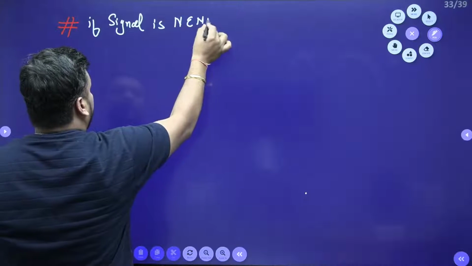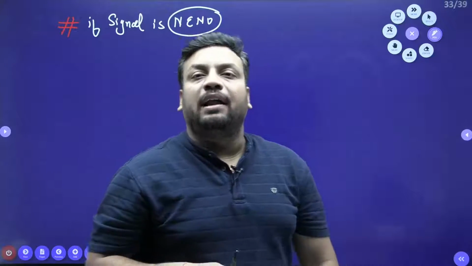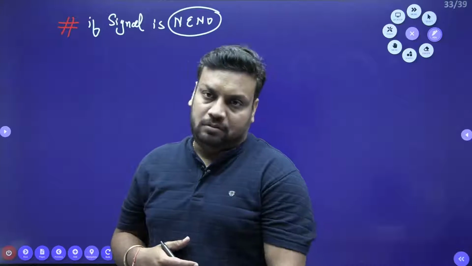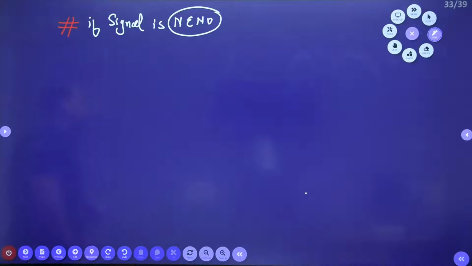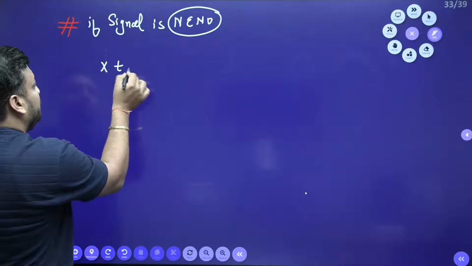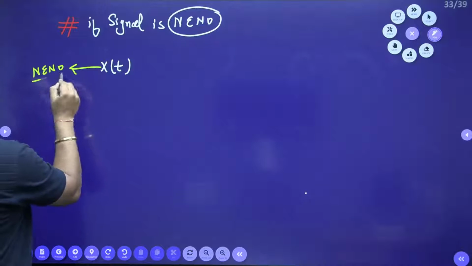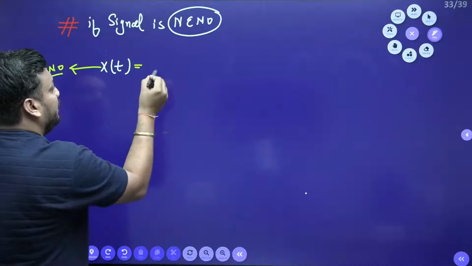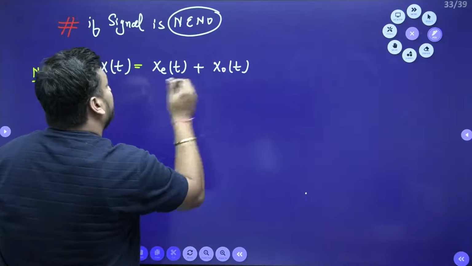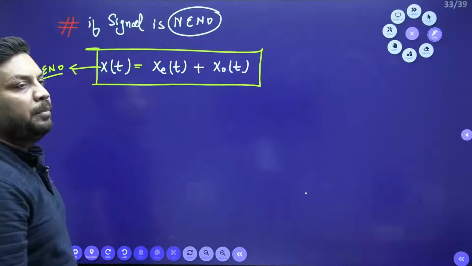So if the signal is nano, nano means neither even nor odd. If the signal is neither even nor odd, then we have a scope to find out the even component and odd component of the signal. Let me take an example. If my x(t) signal is a nano signal, it means it is a combination of the even part of t and the odd part of t. It means x(t) is a combination of the even component of t and the odd component of t.